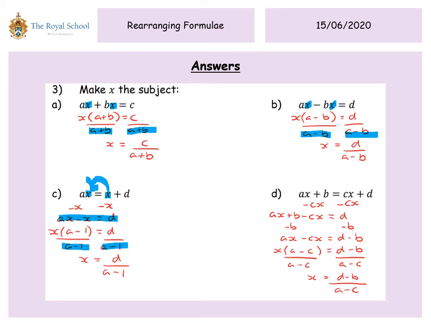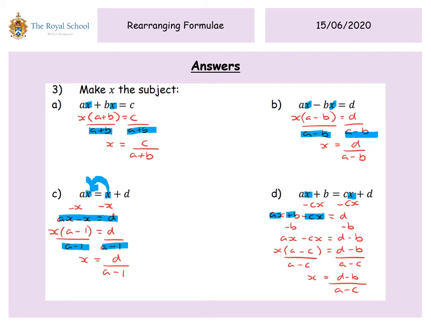And very similar with part D here. Our x terms, we've got ax over on the left and cx over on the right. So the first step is to take away those cx's. So we move all the x terms to one side, the left. But then we've got ax over here and cx over here, which is great.